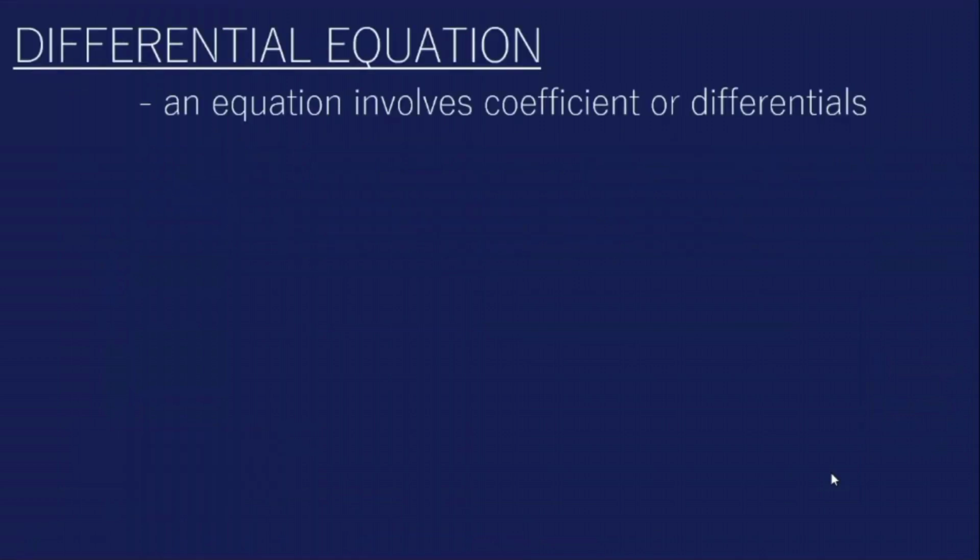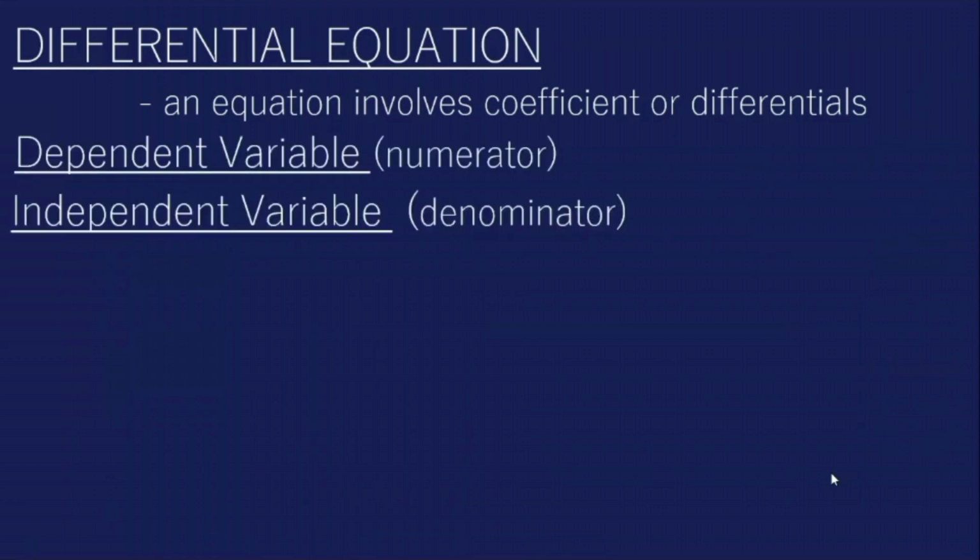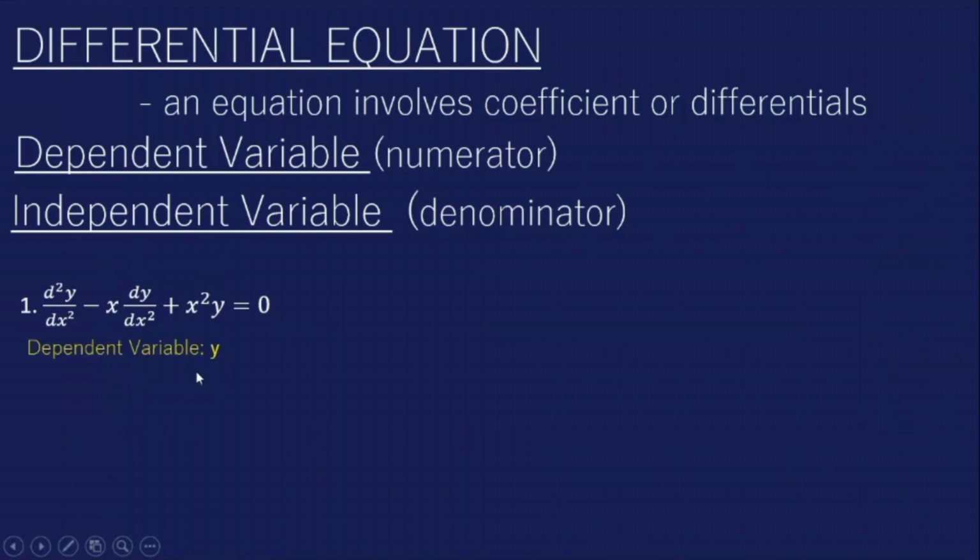Differential equation: an equation that involves coefficients or differentials. The dependent variable is the numerator and the independent variable is the denominator. So example number 1: with this equation, the dependent variable is y, since the variable in the numerator is only y. And the independent variable is x, since the variable in the denominator is only x.